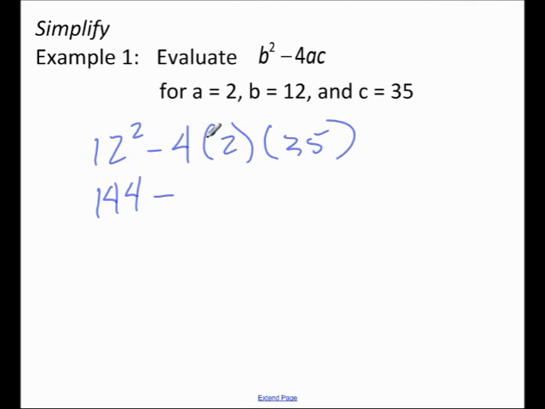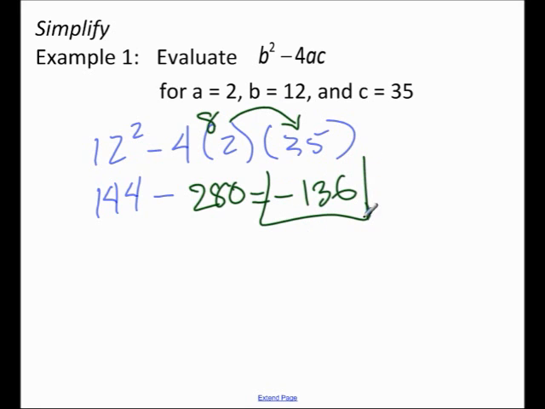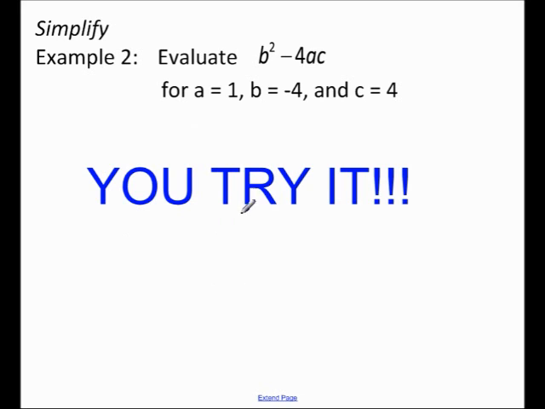When we get this part where we've got three numbers multiplied, it doesn't matter what order you multiply them in. I'm probably going to go 2 times 4 makes 8. 8 times the 35 is going to give me 280, I believe. So when we subtract that, that's going to give me a negative 136. So this isn't really doing anything yet. It's just kind of checking all of our process.